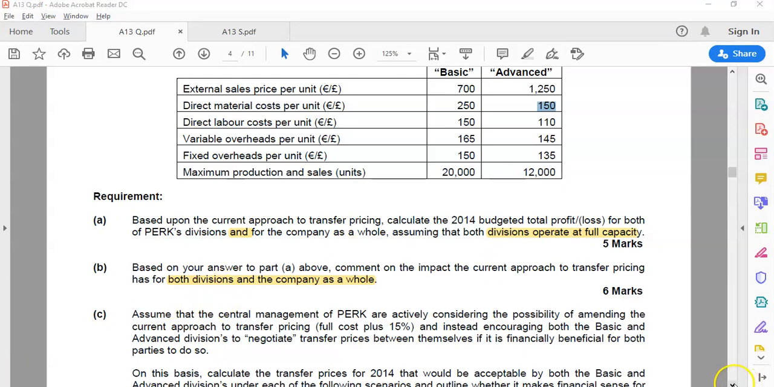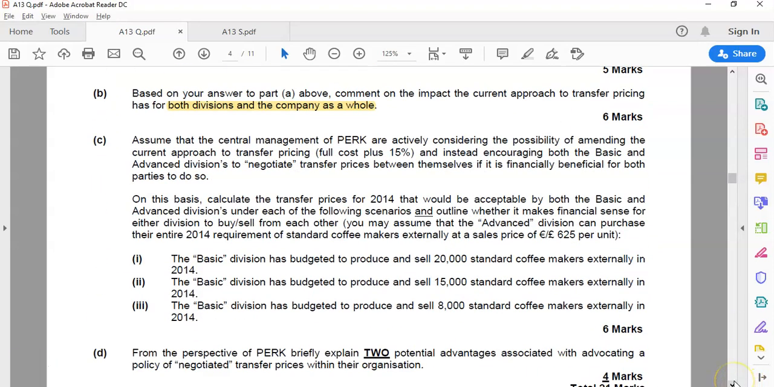So part C then gives you another type of calculation with transfer pricing, which also came up in summer 17, if you have a look at that paper, which is smaller scenario-based questions, where you're asking if two divisions start to negotiate, instead of setting a central transfer price, which we said already in A and B is a bad one, let them negotiate with each other.